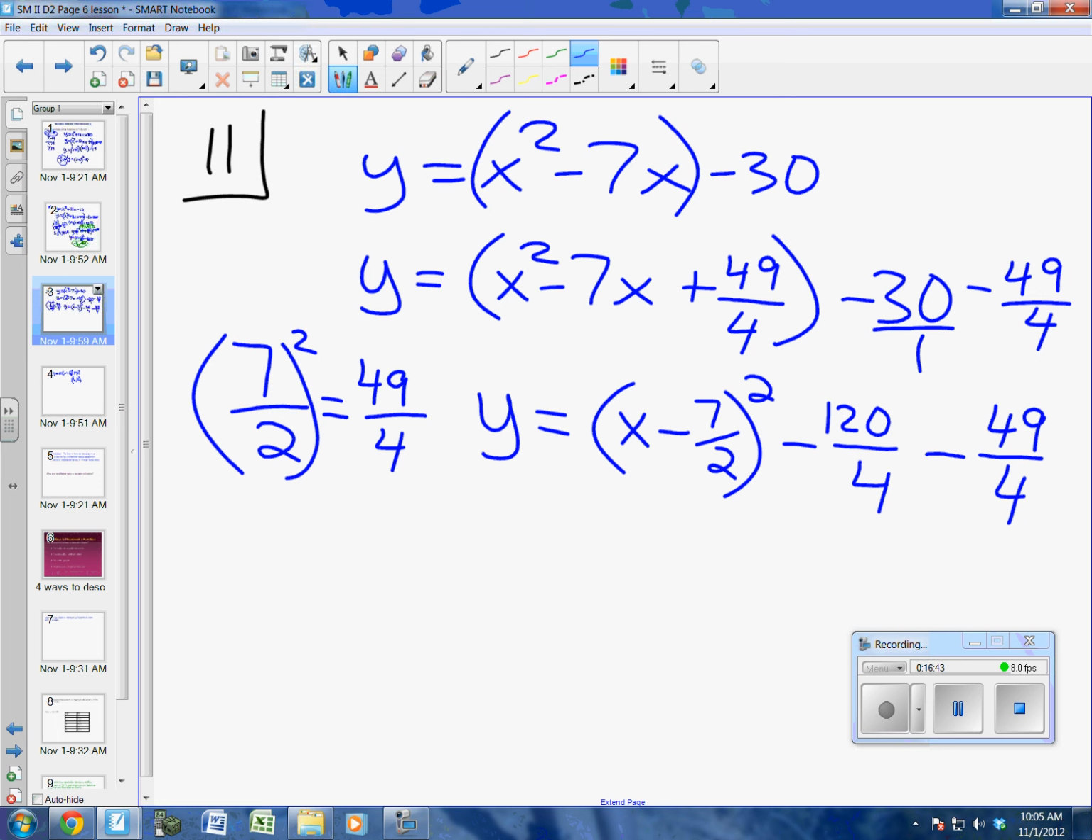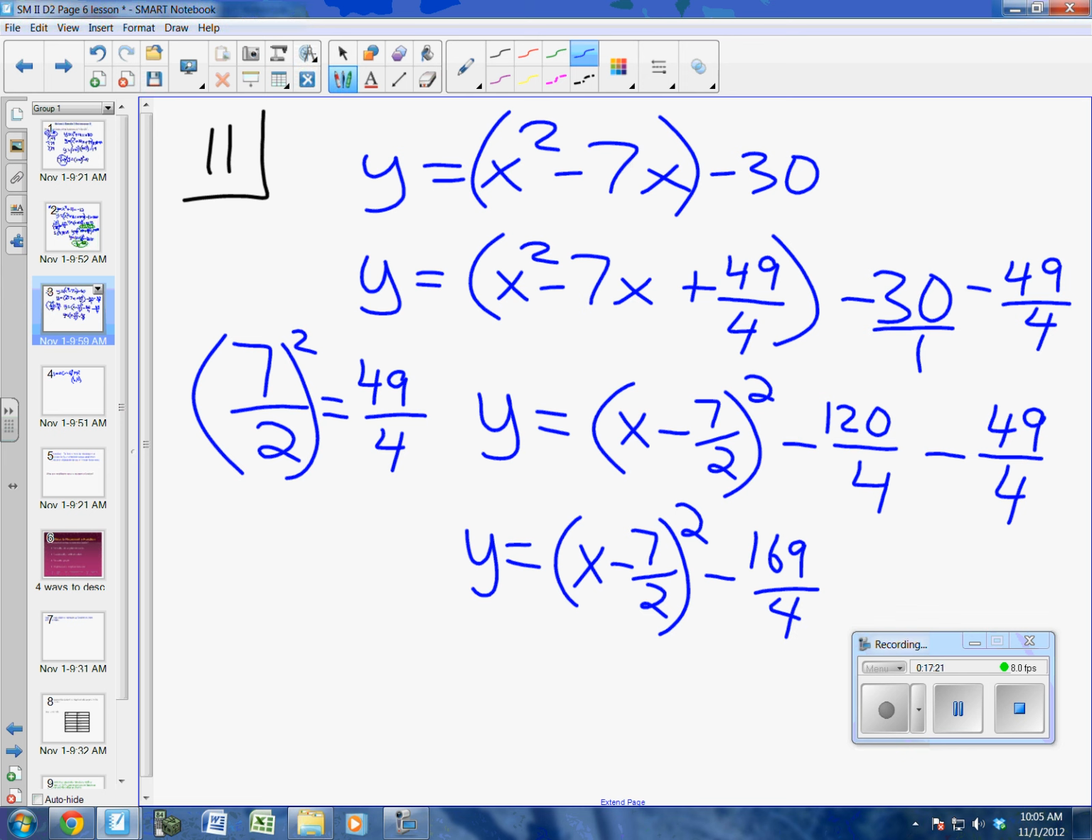Okay? So now I have y equals, okay, I had to get common denominators. The common denominator of 1 and 4 is 4. So I replaced 1 with 4, and basically I times 1 by 4, so I have to times the numerator by 4 as well. 4 times 30 is 120. Okay, now I have x minus 7/2 squared, and then I have negative 120 over 4 minus 49/4. Well, what's negative 120 minus 49, you guys? It is negative 169/4.